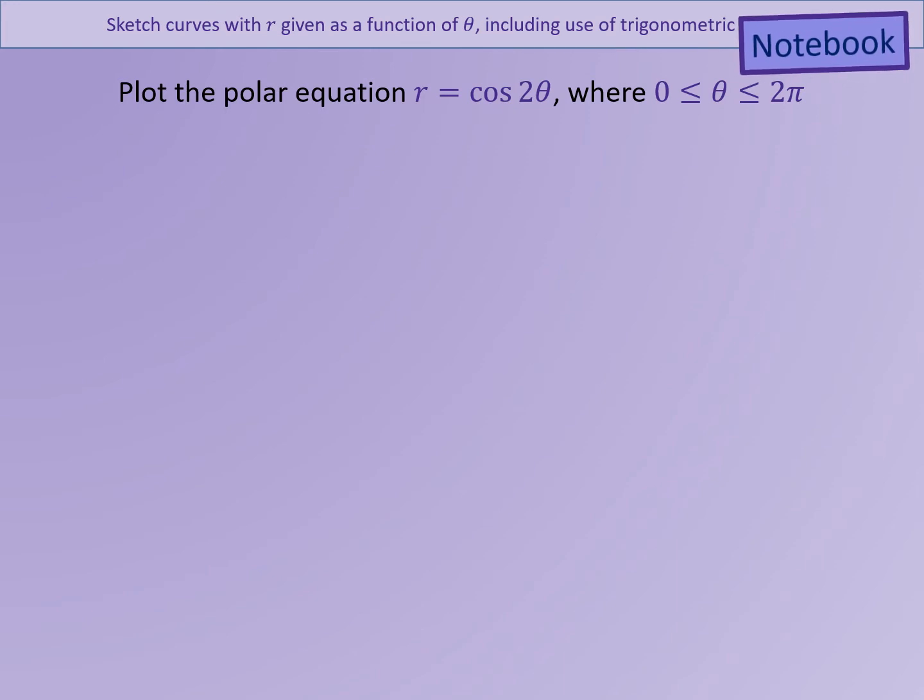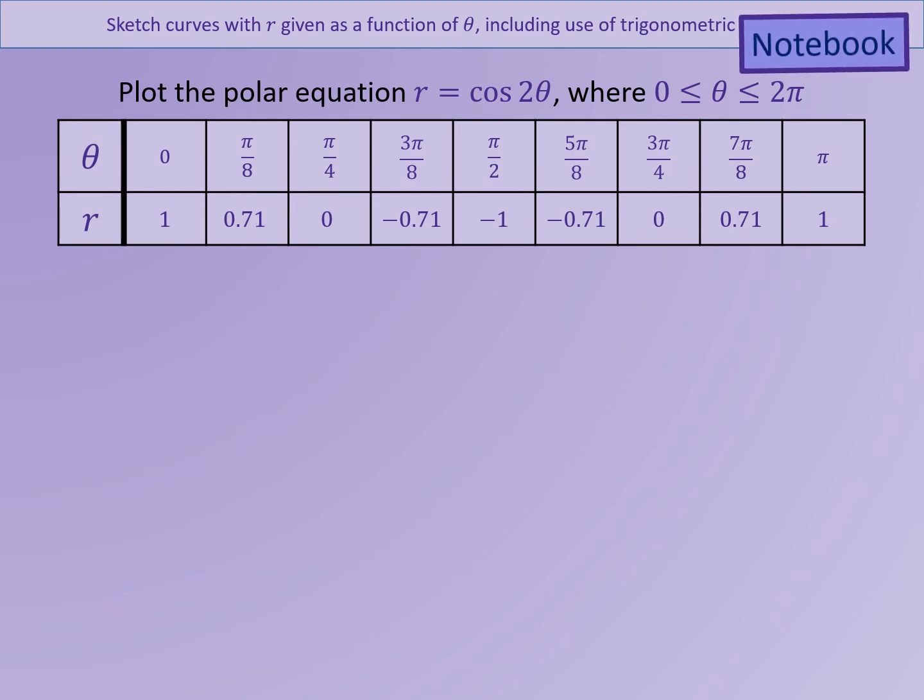In this example, we're going to plot the curve of the polar equation r equals cos 2 theta for theta values between 0 and 2 pi. Now, because this is a function of cos 2 theta only, we know it's going to be symmetrical about the initial line. So we actually only need to consider values of theta between 0 and pi. We can then reflect the curve below the initial line to get the other half of the curve.